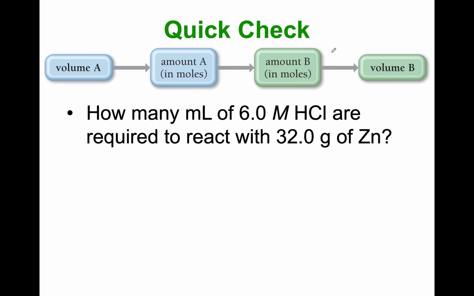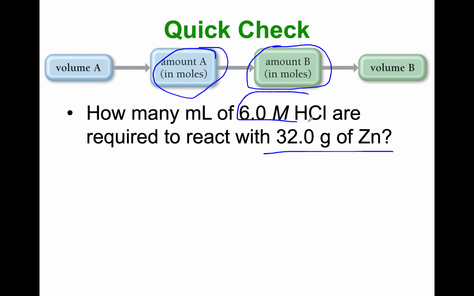So here, if we're given 32 grams of zinc, our roadmap right away should be thinking, well, grams of zinc needs to go to moles of zinc. We can go from moles of zinc to moles of HCl through a balanced chemical equation. And then if we have the molarity of HCl, then we can get the volume of HCl. Let's go ahead and try that.